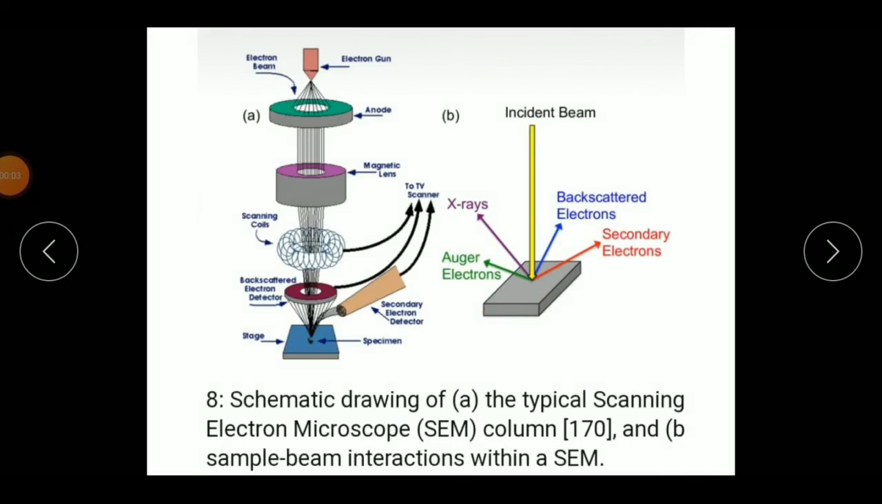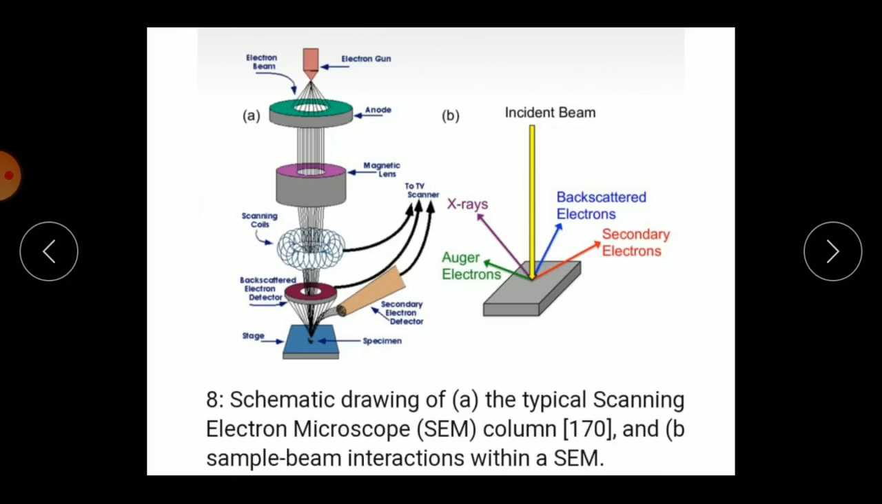The scanning electron microscope, or SEM, is an instrument which will produce a magnified image by scanning the surface of the sample with electrons. Here you can see in the microscope you will have an electron gun which will produce a high energy beam of electrons. This beam of electrons will pass through the anode and then pass through the magnetic lens and scanning coil, and then it will strike your specimen which is kept on the stage. That means your electron beam will follow a vertical path and then strike the specimen. When that incident electron beam strikes the specimen, it will form Auger electrons, X-rays, backscattered electrons, or secondary electrons.